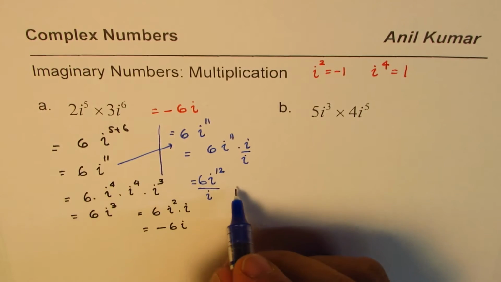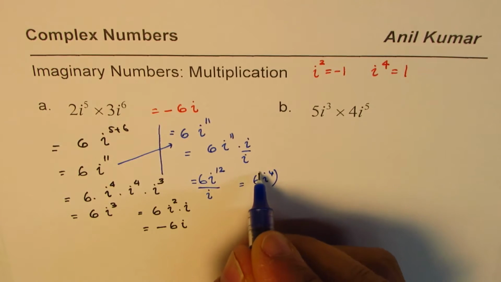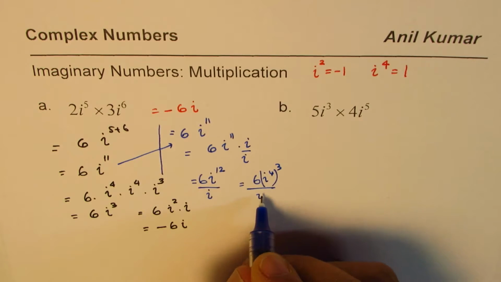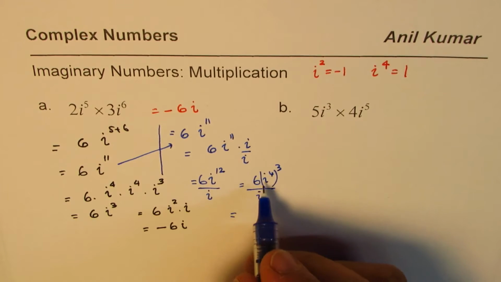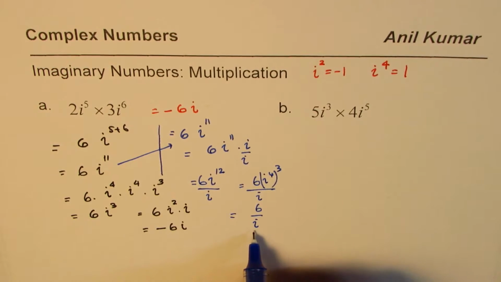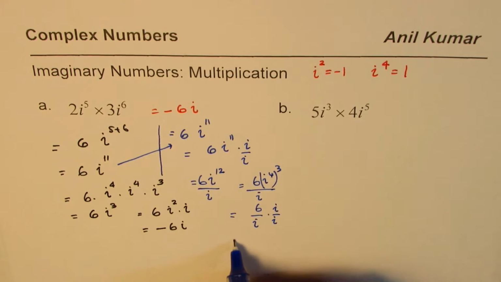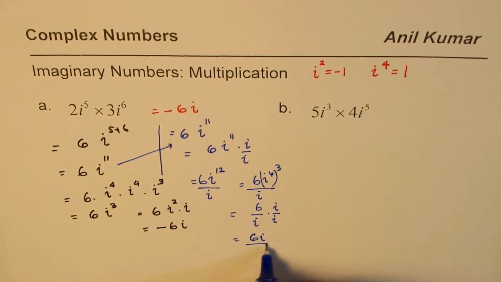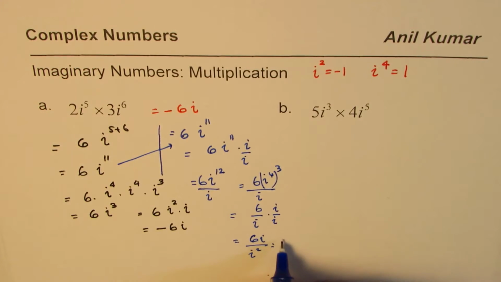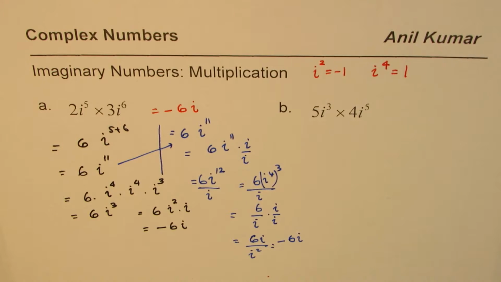Now i to the power of 12 is i to the power of 4 cubed. So 6 times i to the power of 4, whole cubed, divided by i. This is 1, so we get 6 over i. Since i is in the denominator, we need to rationalize it. So you multiply by i and divide by i, giving 6i over i squared. i squared is minus 1, so the answer is minus 6i. That could be another way of doing the same question.